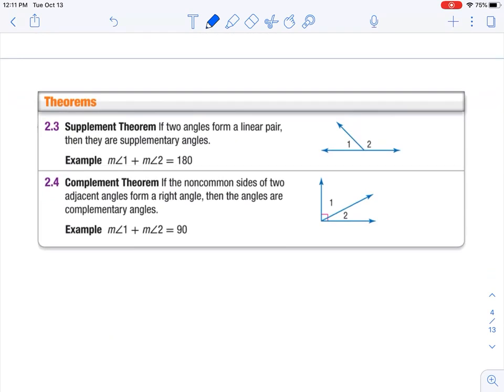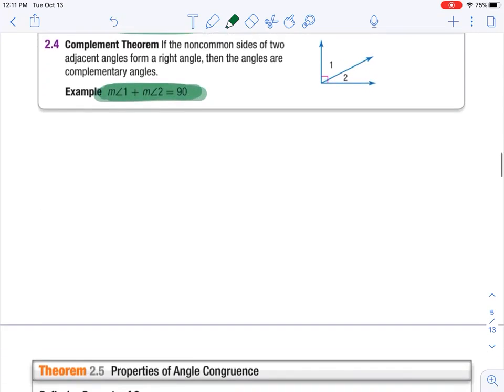Okay, we have two other theorems here. We also learned these early in the year. They're just all in one slide for you. We have the supplement theorem, so if two angles form a linear pair, then they are supplementary. This just means you can add and equal them to 180. We've been doing that lots. We have the complement theorem. If the non-common sides of two adjacent angles form a right angle, so basically, if two angles form a right angle, then their angles are complementary, so you can add and equal them to 90. Also done that one a bunch too.